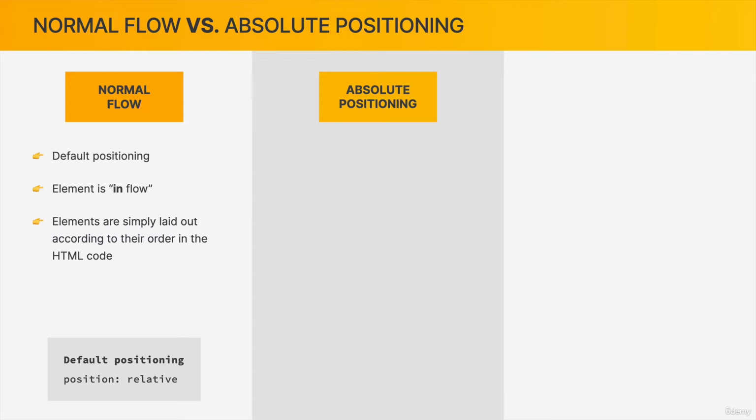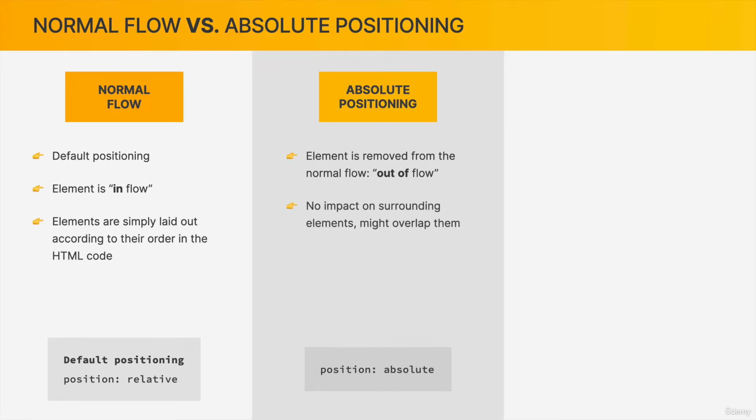Now, on the other hand, we have absolute positioning, which basically allows us to absolutely position elements anywhere on the page. Now, we can achieve this positioning mode, so we can position an element absolutely by setting its position property to the value of absolute. And so in this case, the element is then removed from the normal flow, and we say that it is out of flow. Now, what happens with this element is that it completely loses any impact on surrounding elements. And in fact, it might even overlap them. So that's something common that happens with absolutely positioned elements.